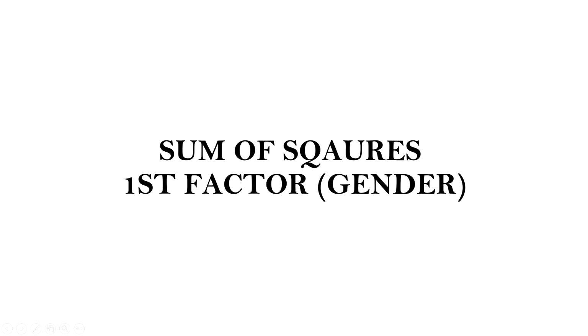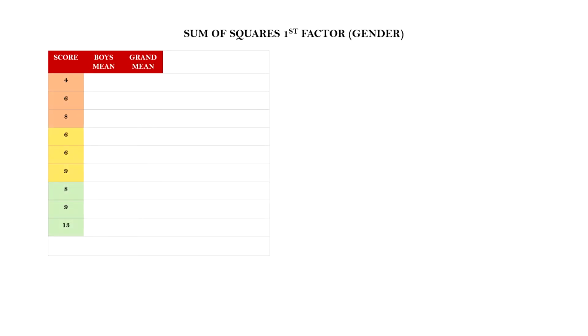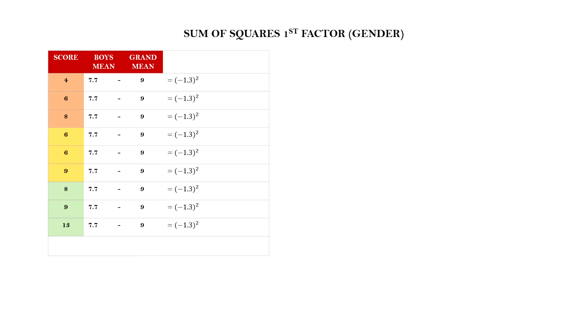For the next step, we will begin with the sum of squares of the first factor, which is gender. To get this, I get the data of the boys, and here are the scores. If you total it and get the mean, you'll get 7.7. After you get the boys' mean, you just subtract it from the grand mean, which we get from the mean table. Our grand mean is 9. If we subtract 7.7 minus 9, we will get negative 1.3, and then we will square it. We will get 1.8.